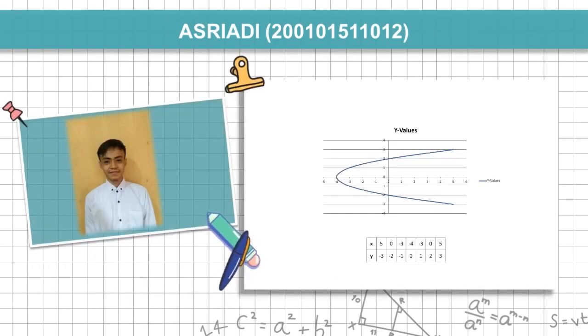From the figure, we can see that the symmetry is on the x-axis. Thank you very much.